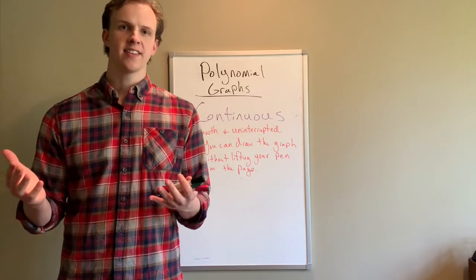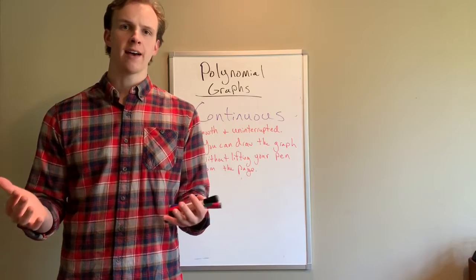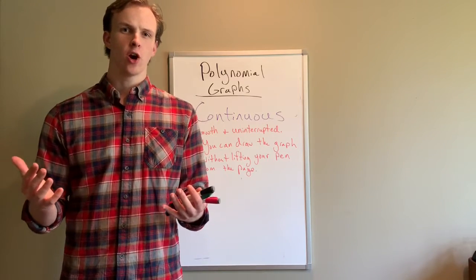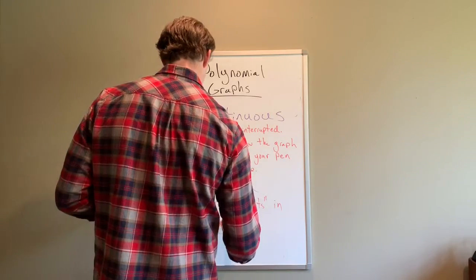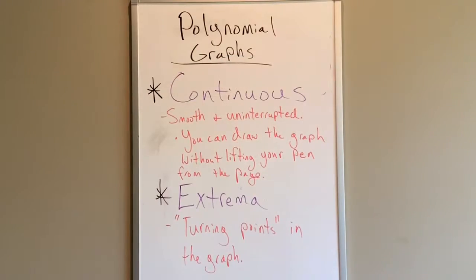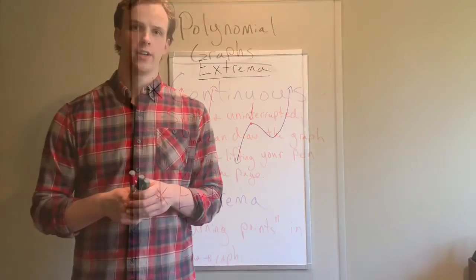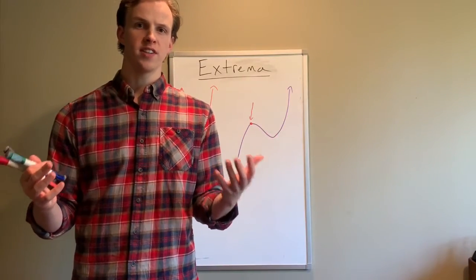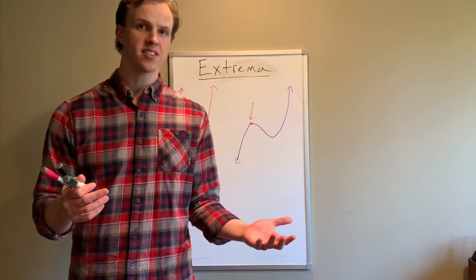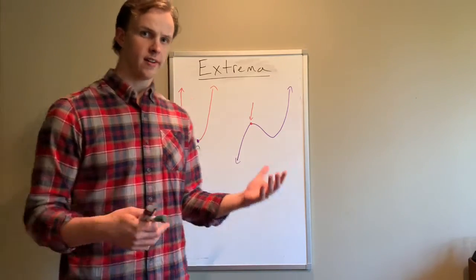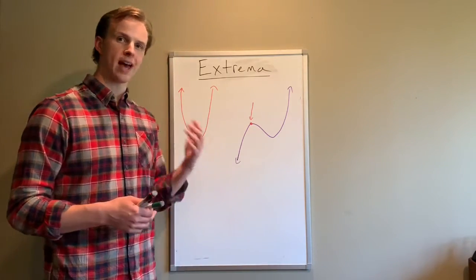The second thing is that polynomial graphs often have what are called extrema, or what you might think of more colloquially as turning points. Turning points are points where the function changes direction from decreasing to increasing or vice versa. For example, let's look at this parabola we have over here.